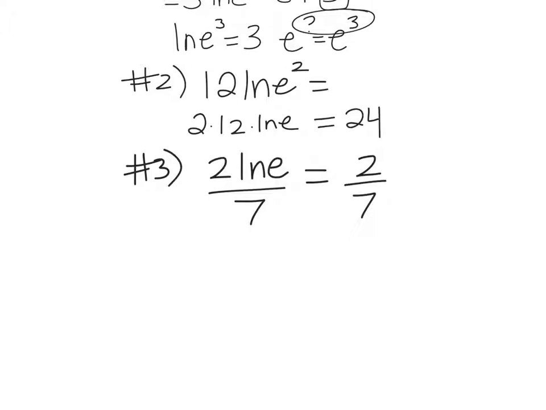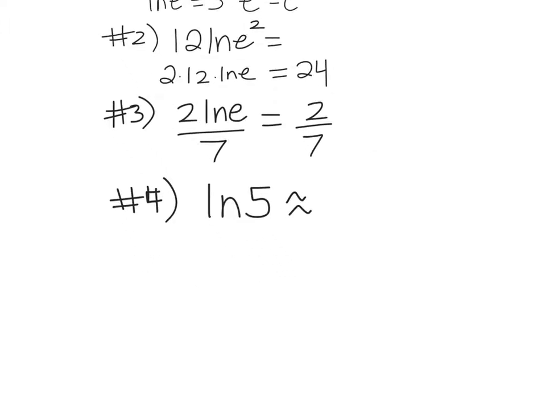Now, if I did ask you to do something like this, number 4, the natural log of 5, I would have you use your calculator and you would round to 4 decimal places. Because you can't solve that. E to the what gives me 5? Remember, E is like 2.718. You can't solve that in your head, but your calculator will do it for you.